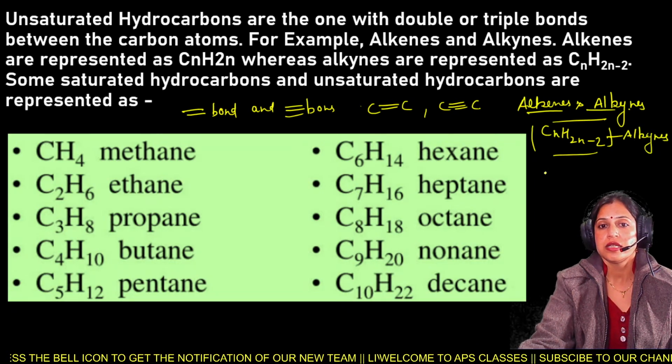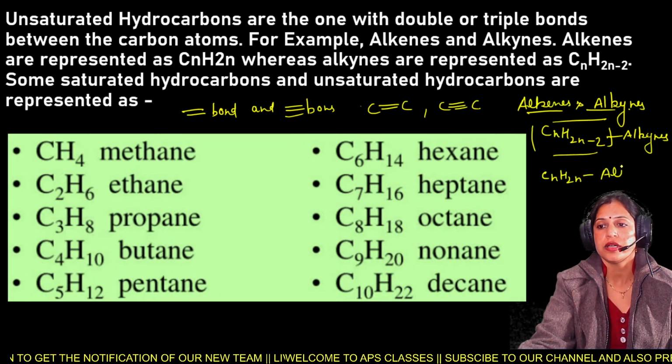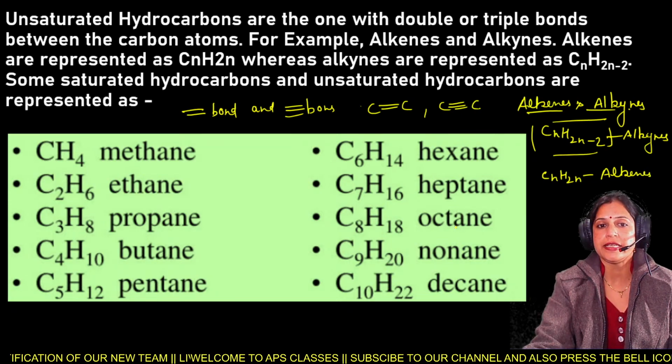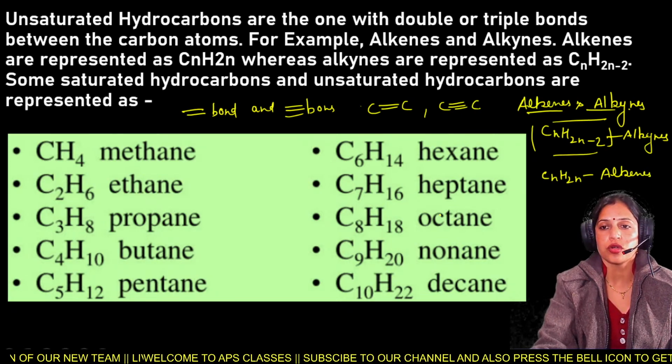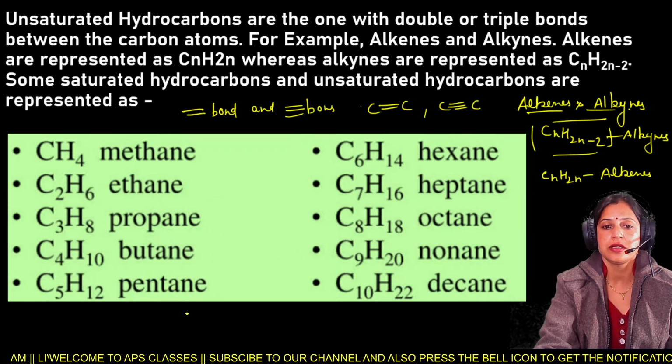Whereas CnH2n is the general formula of alkenes. Some saturated hydrocarbons and unsaturated hydrocarbons are represented here.